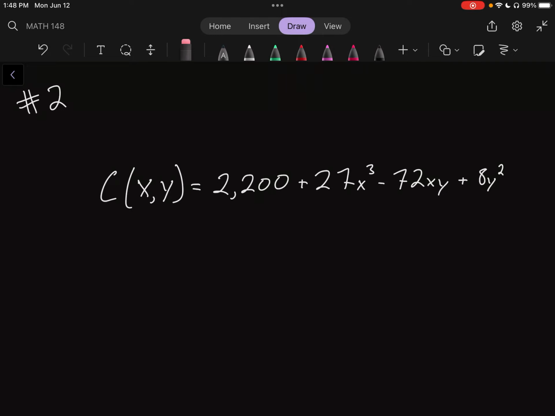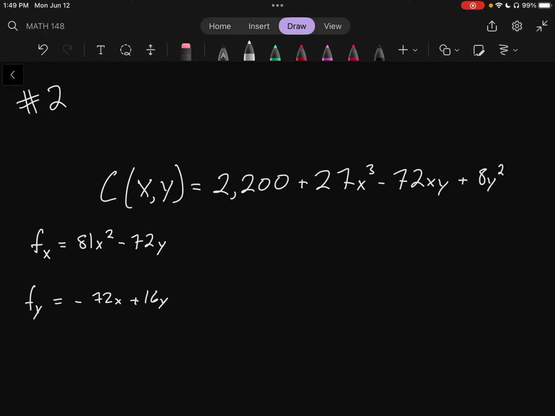for a batch. So what we'd have to do is use the partial derivative to find the critical point, which gives us the amount of sugar and flavoring. So we need to find fx of this function, which is 81x squared minus 72y. Now the partial derivative in terms of y is equal to negative 72x plus 16y.